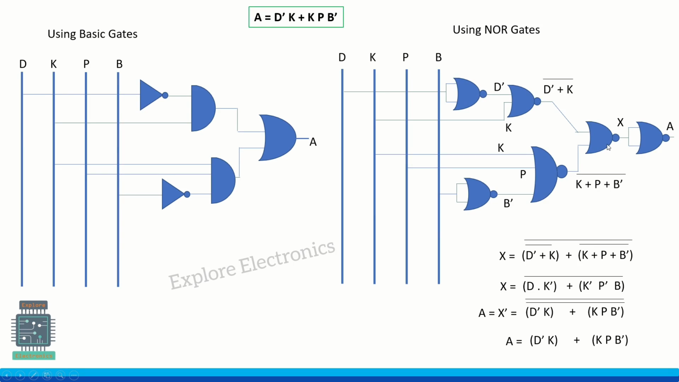Now this is X. I am supposed to get D bar K plus K into P B bar as my output. So here we have one more NOR gate. So take one more bar for this. So this bar and this bar get cancelled. Once these two get cancelled, we get A as D bar K plus K into P into B bar as my output expression. So this NOR gate implementation is correct now.